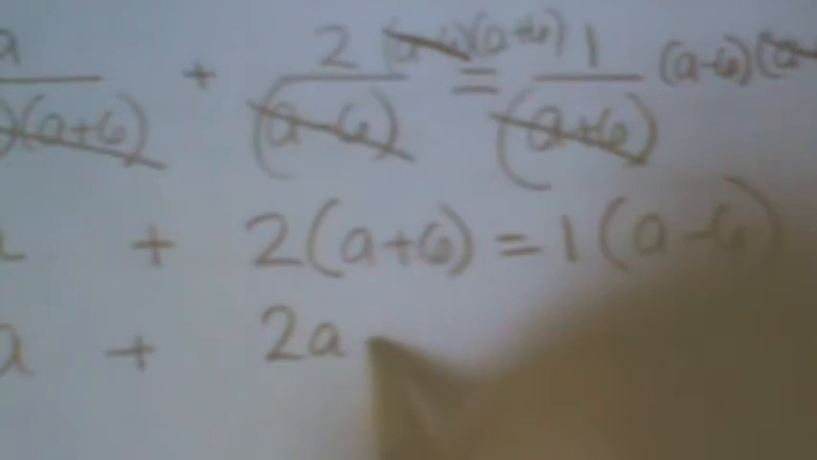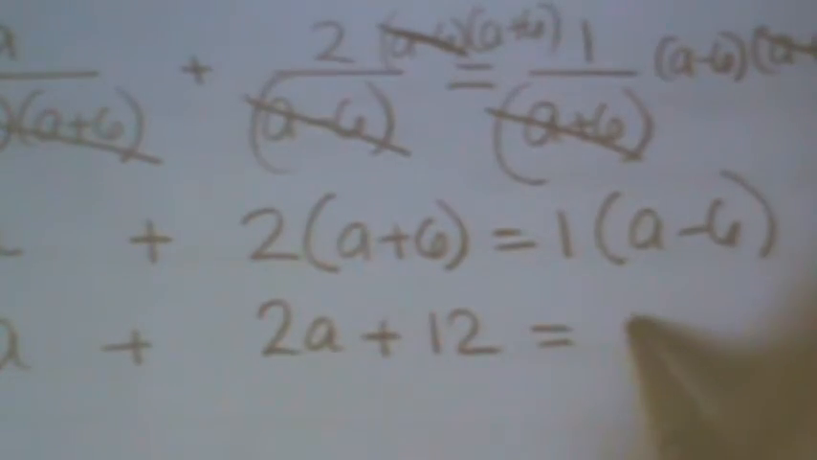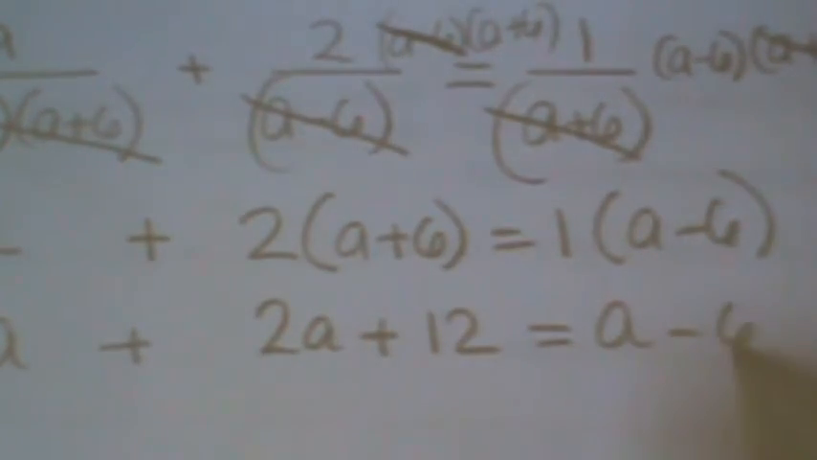So let's see what's left over. We have an A left here, plus, we have 2 times A plus 12. So 2 times A plus 6, we'll just write it first. And then 1 times A minus 6. So let's clean this up here. A plus 2A plus 12 equals A minus 6.